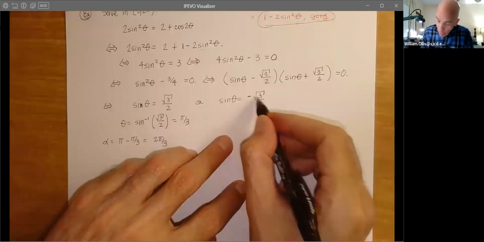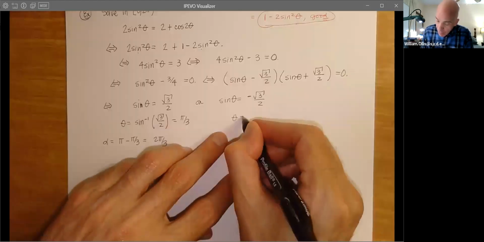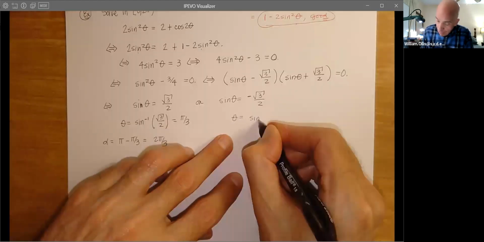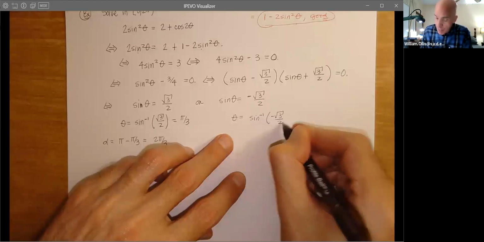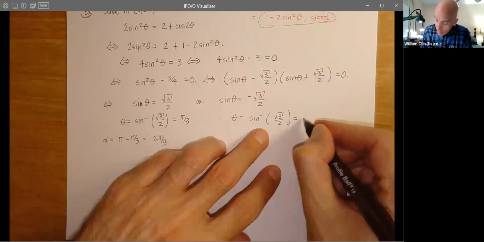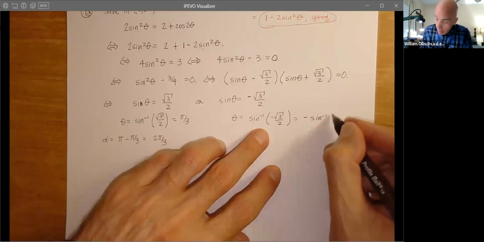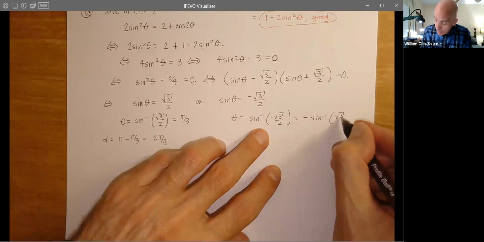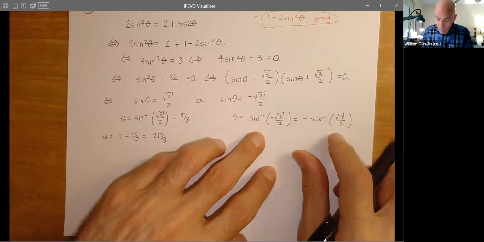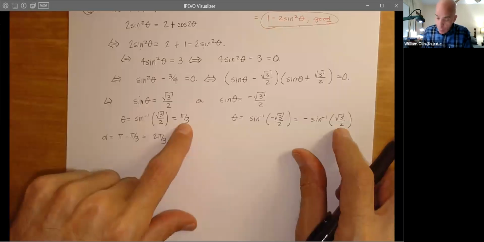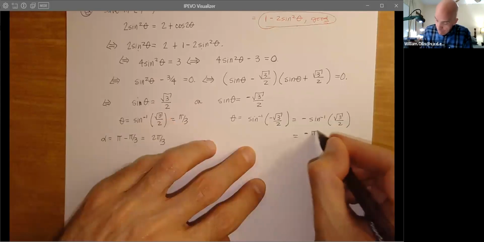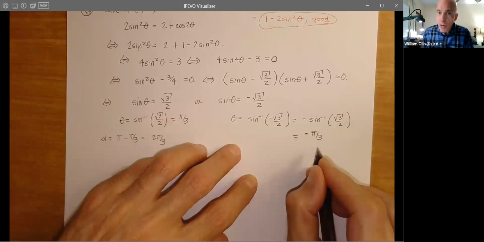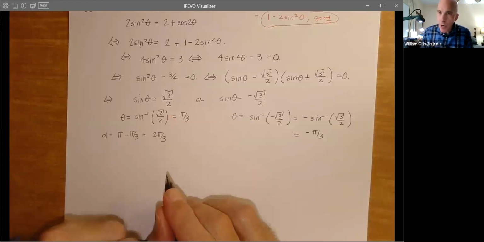And so now here we have theta equals inverse sine of negative root 3 over 2. Of course, this is an odd function, so we get negative inverse sine of root 3 over 2. Well, we know what that is. That's pi over 3 with a negative. Just know the first quadrant. If you know the first quadrant, you know everything.